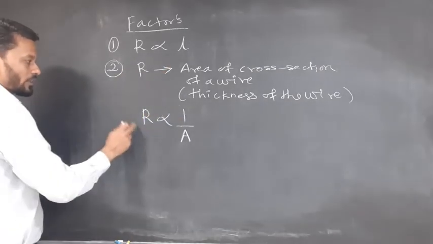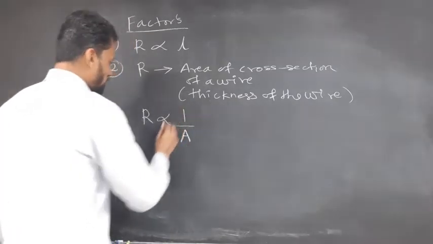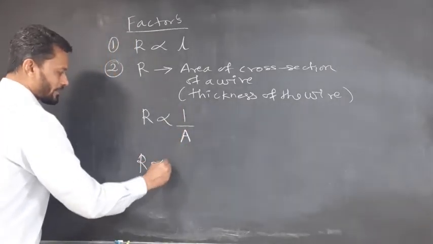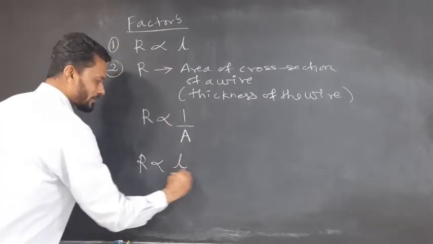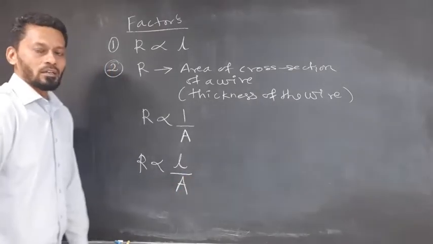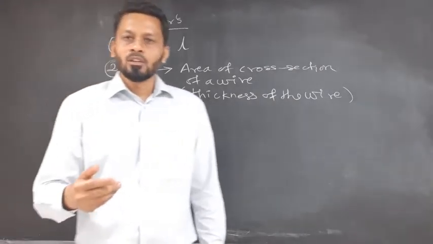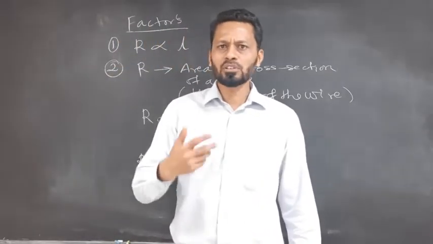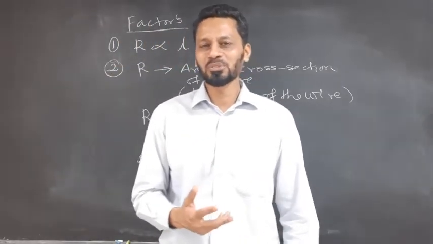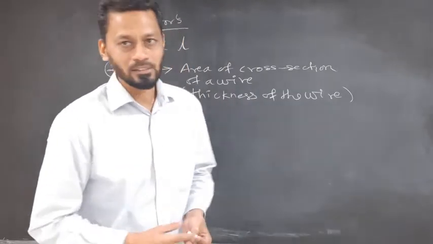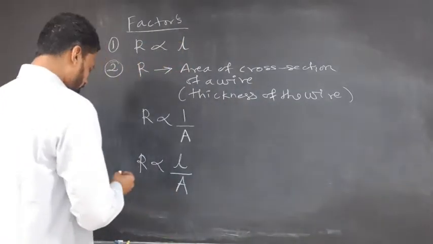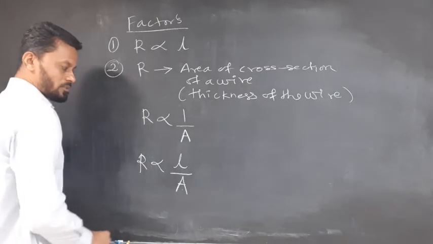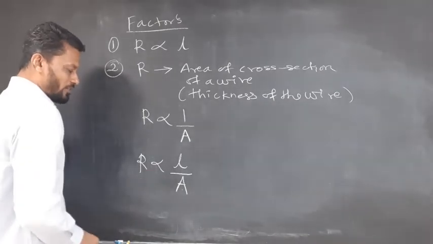Okay, so if I combine these two equations, I get R directly proportional to L and inversely proportional to A. If we look into the area of cross section, what is the geometrical figure you notice over here? It's a circle. So what is the area of a circle? Area of a circle is pi r square. You can use that also.